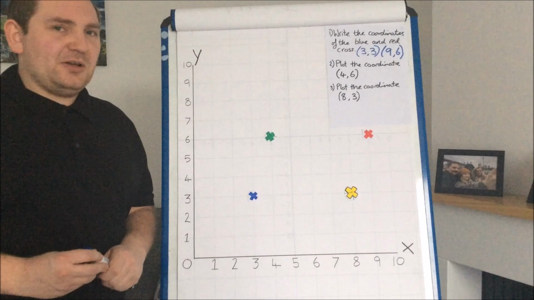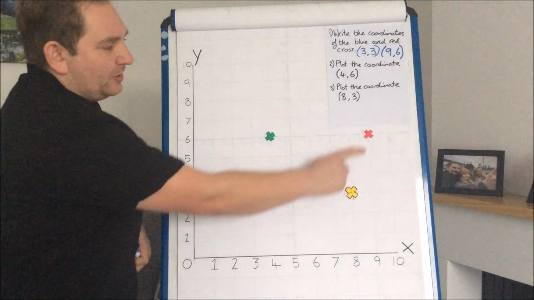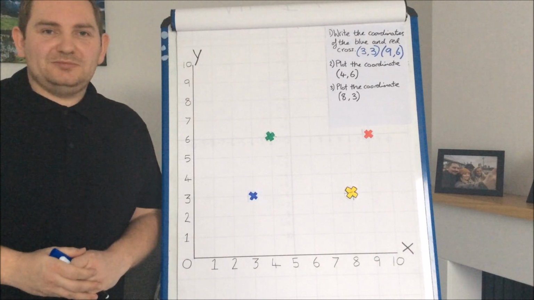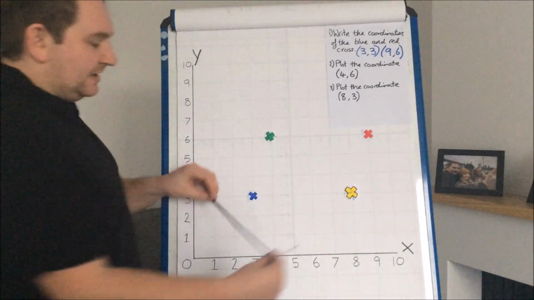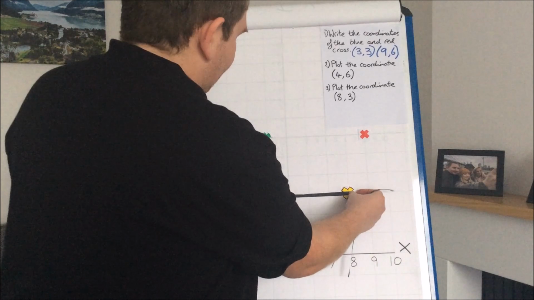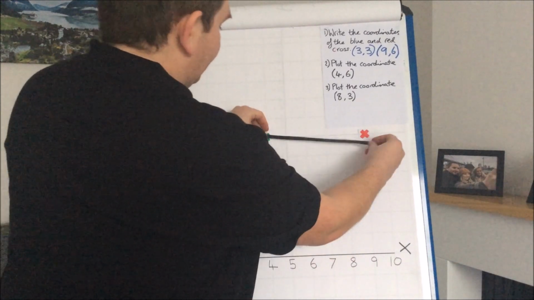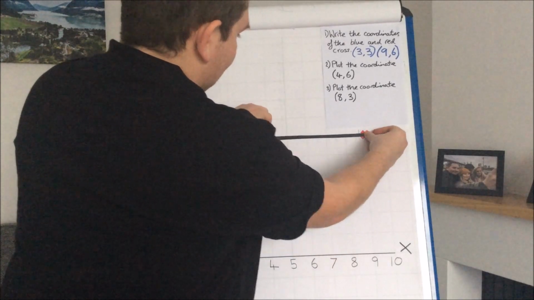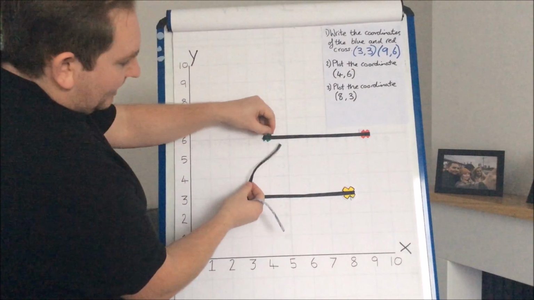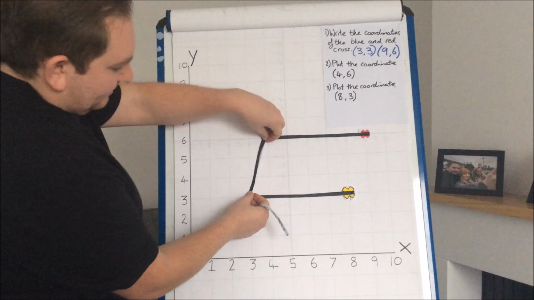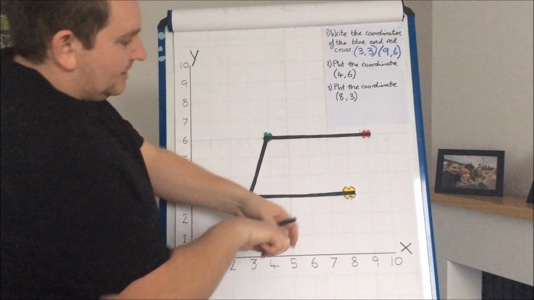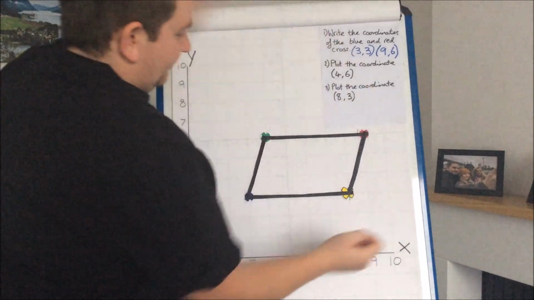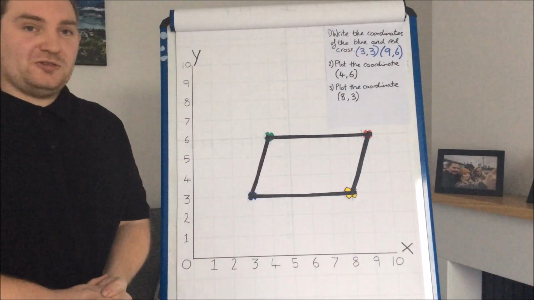So, a quick question. If we were to join these lines up, what quadrilateral do you think that would make? So if I join the blue and the yellow cross, I will join the green and the red cross, can join the green and the blue cross, and join the red and the yellow cross. So we have a quadrilateral here.